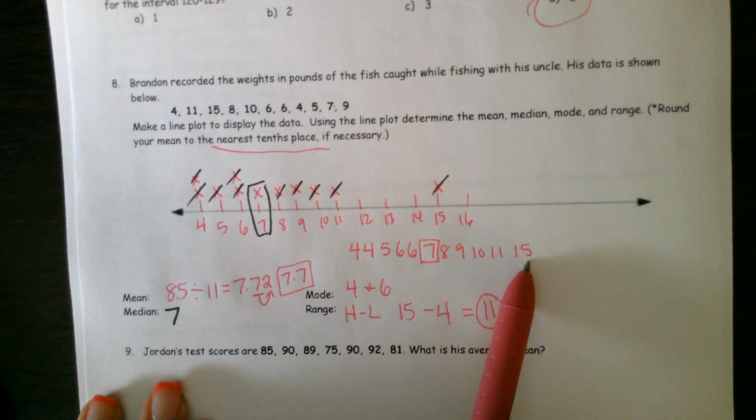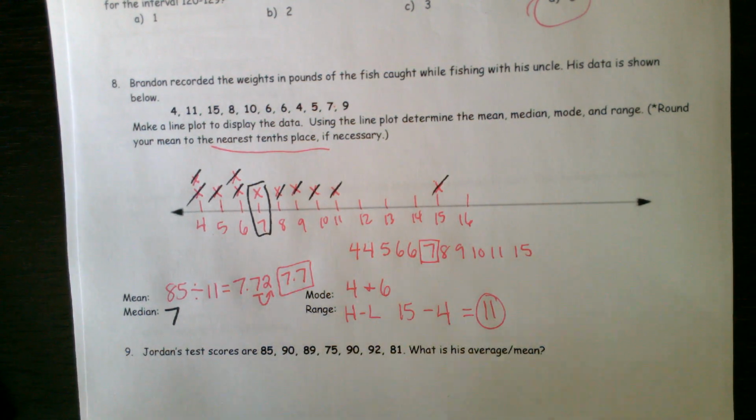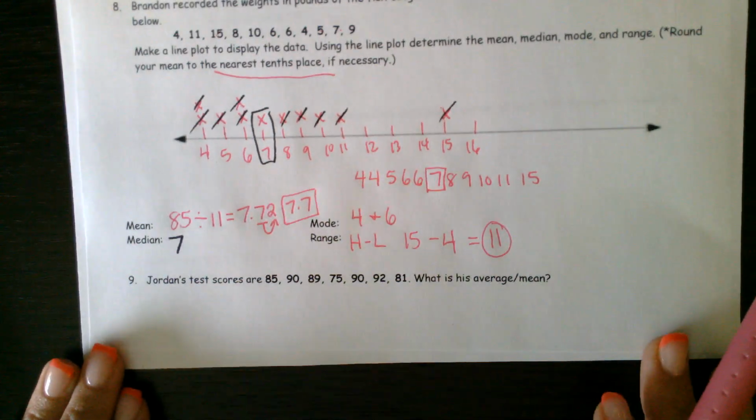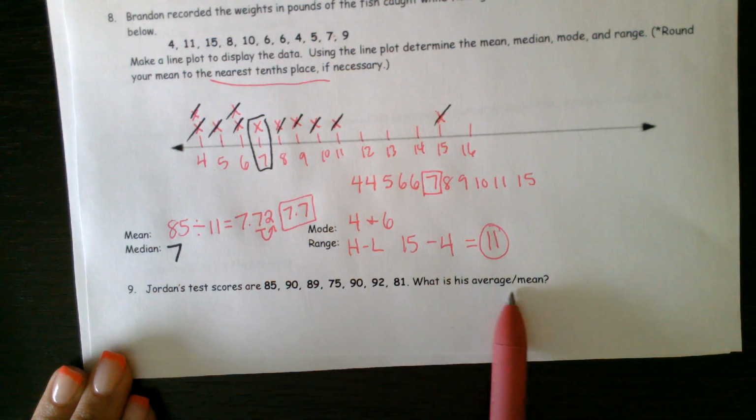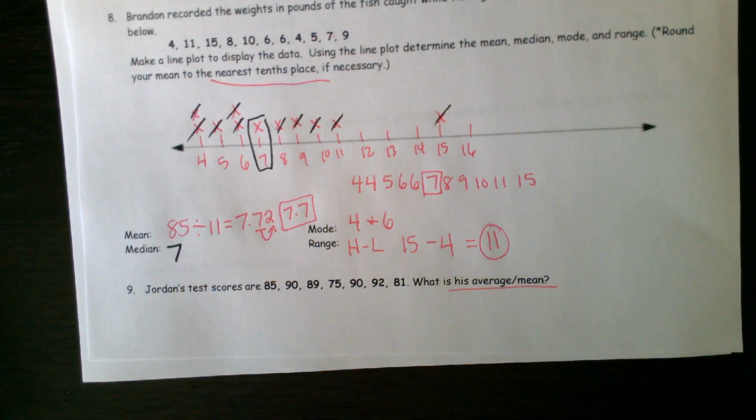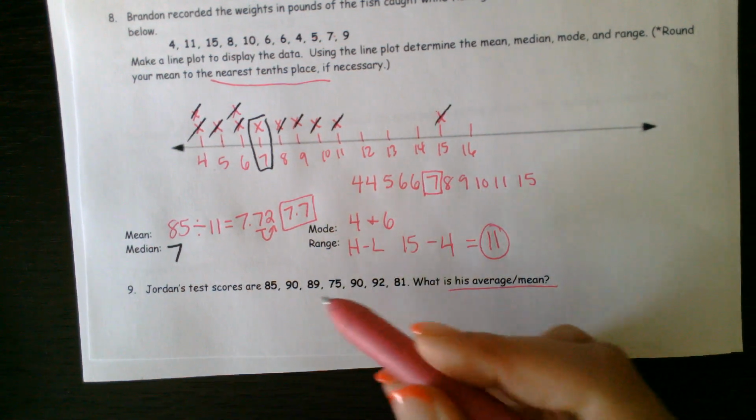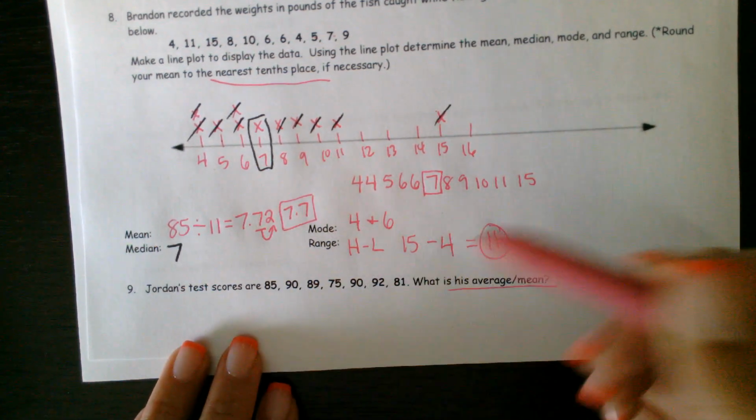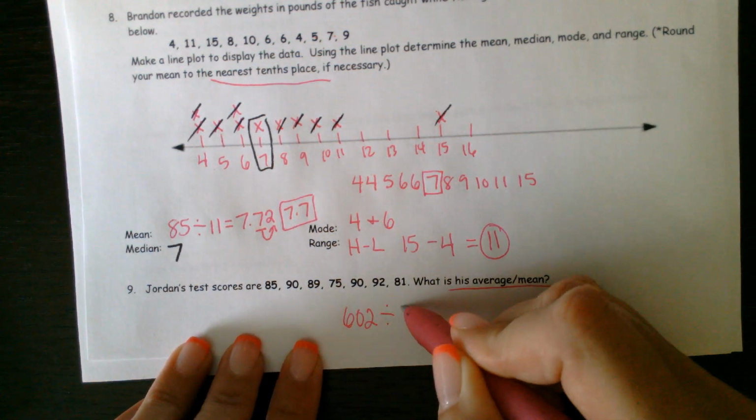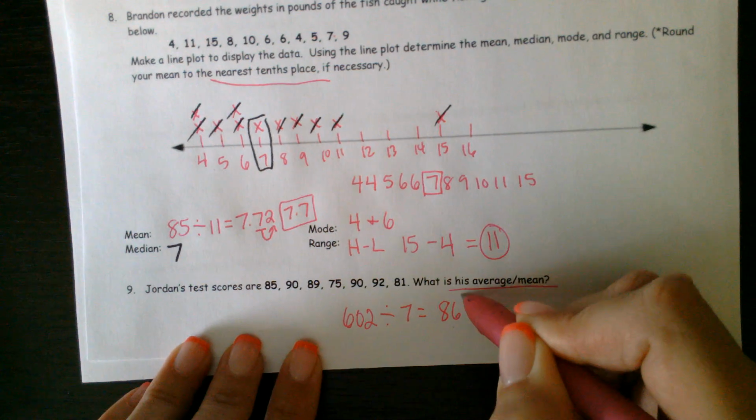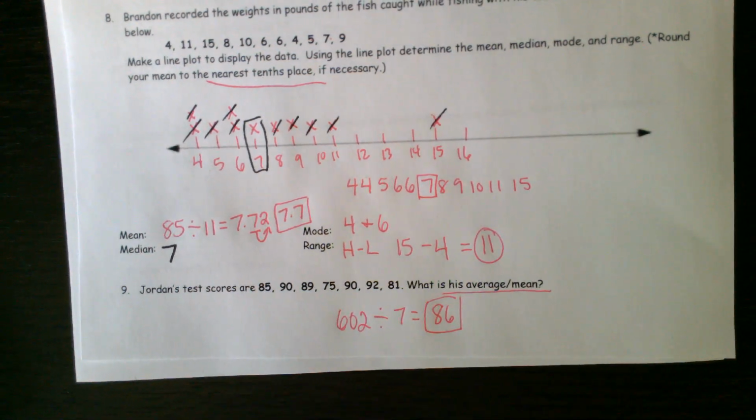Again, I'm adding up all these numbers and dividing by 11, the number of data. Okay, Jordan's test scores are 85, 90, 89, 75, 90, 92, 81. What is the average or the mean? Average is another word for mean. So we're going to add up all your numbers and divide by 1, 2, 3, 4, 5, 6, 7. When you add them all up, you should get 602. Divide it by 7, and your average is 86 test average.